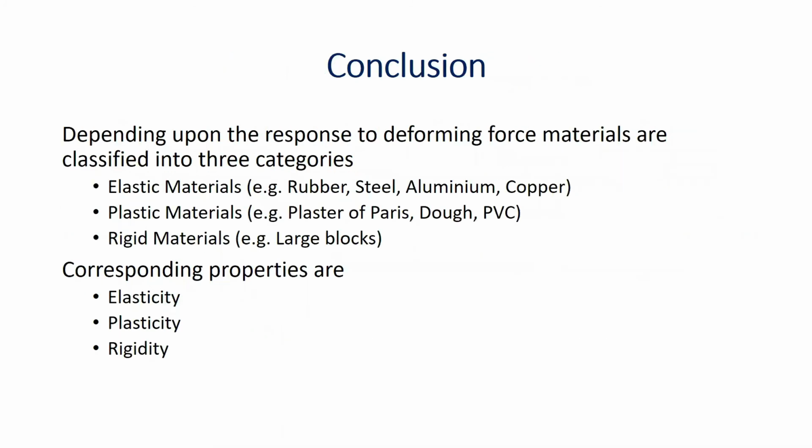Now let us conclude the information we have studied. Depending upon the response to the deforming force, materials are classified into three categories. Elastic materials, for example rubber, steel, aluminum, copper. Second is plastic materials, for example plaster of Paris, dough, PVC. Third is rigid materials, for example large metal blocks. And the corresponding properties are elasticity, plasticity, and rigidity, respectively.